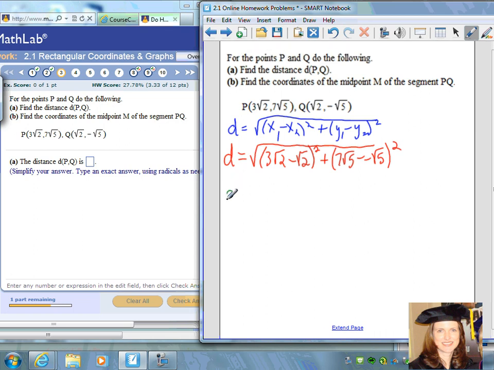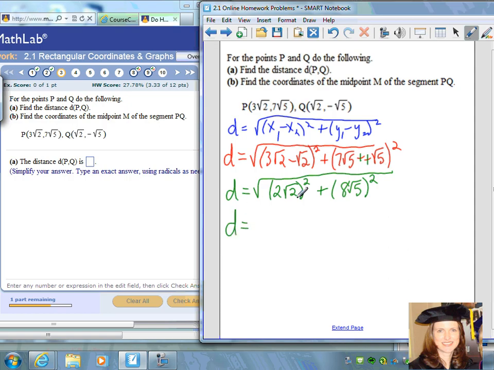We're going to simplify what's in the parentheses first, taking the square root of, in the parentheses we have 3 square root of 2, subtract 1 square root of 2, and I get 2 square root of 2, that quantity squared. Next we have 7 square root of 5 minus a negative, we're going to make that a plus, square root of 5, so we have 7 square root of 5 plus 1 square root of 5 is 8 square root of 5, that quantity squared.